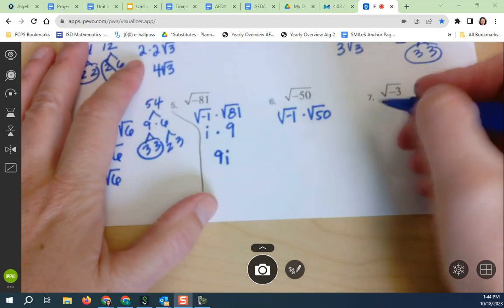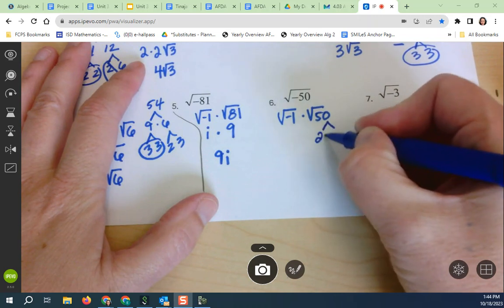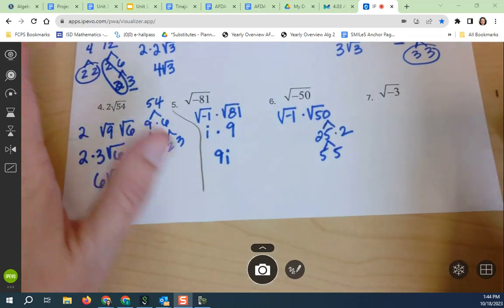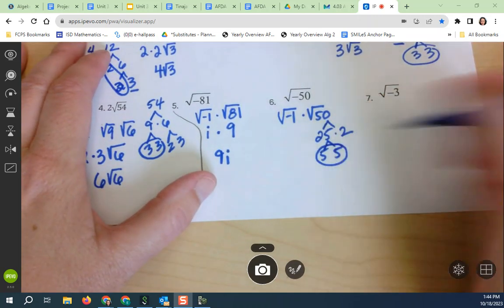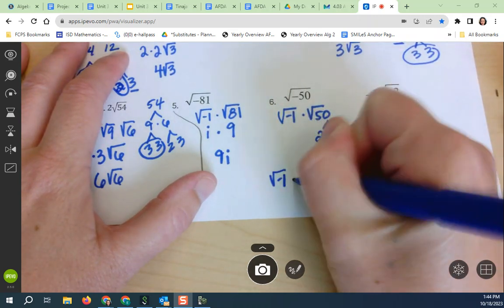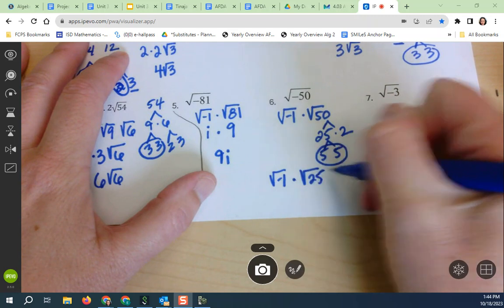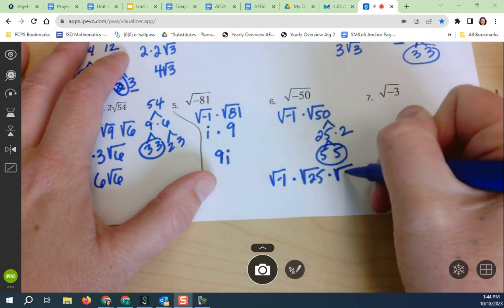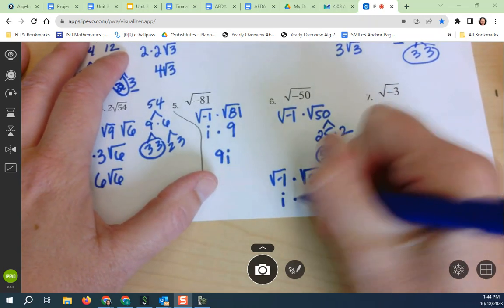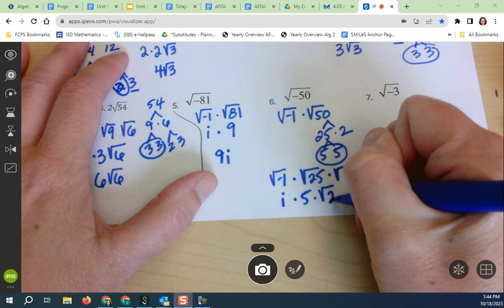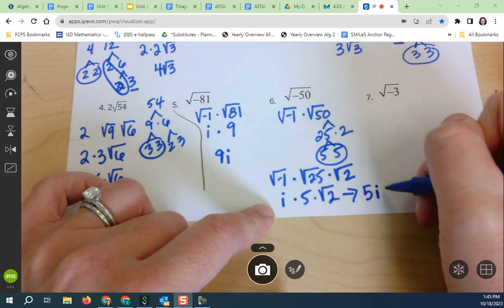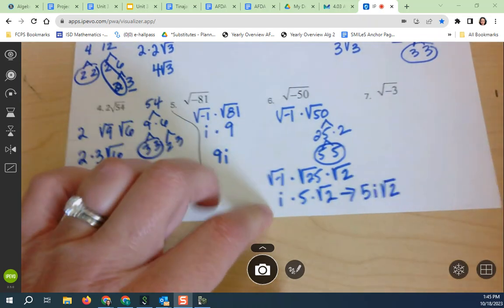For the 50, I saw a lot of you split it into 25 times 2, and some of you went to 5 times 5, but some of you realized you don't have to do that step, and that's okay. That part gives you the 25, so I have square root of -1 times the square root of 25 times the square root of 2 still. Those give me i times 5 times root 2. But eventually you want to put the 5 first, so it'd be 5i root 2. It's like grammar for math. That's just how we write things.